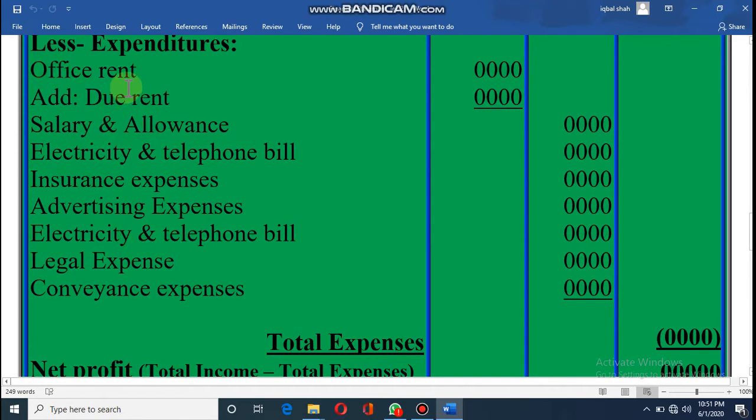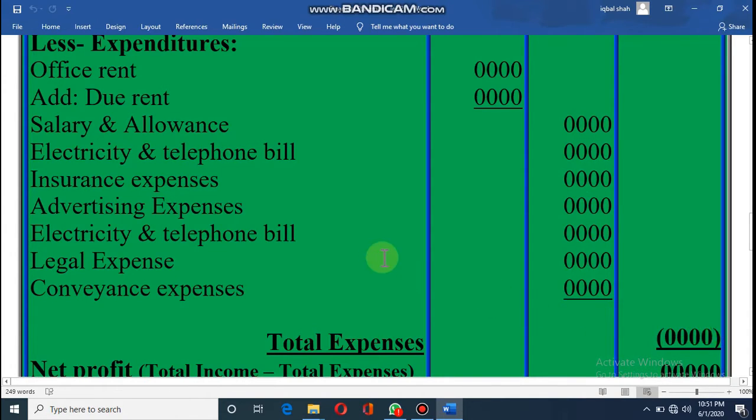Dear student, one important thing you have to learn: if any expense is advance, then we have to subtract it from the concerned expense. If any expense is due, we have to add it. Look here, office rent is here and due rent we have to add. Then you have to write the net amount here. Then all expenses we will write in the second column. Then we have to add total expenses, and total expenses will come in this column.